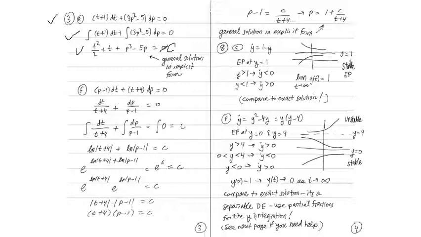In part F, we again have a first order differential equation given in differential form. Initially, the variables are not separated, but with a little bit of rearranging, we have our variables separated here. So then we go ahead and integrate, and we have two easy integrals that we do by substitution. u equals t plus 4 in the first integral, u equals p minus 1 in the second integral.